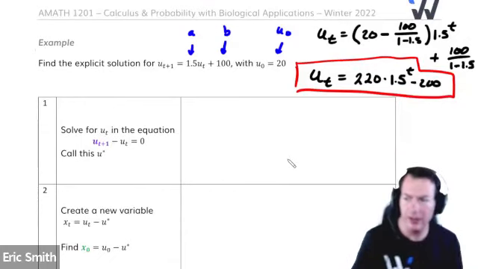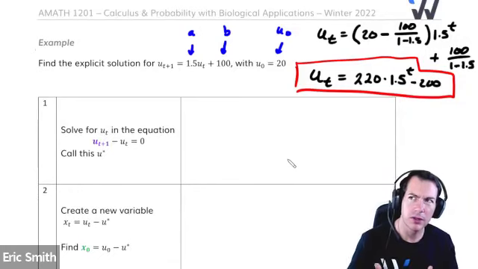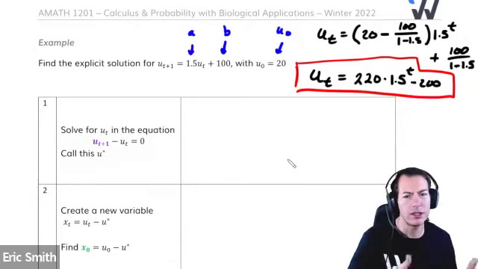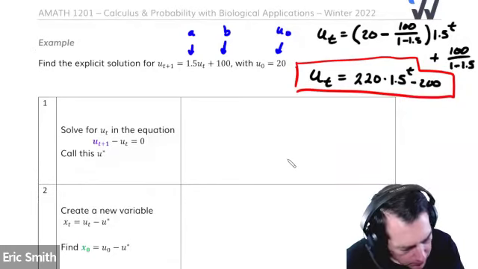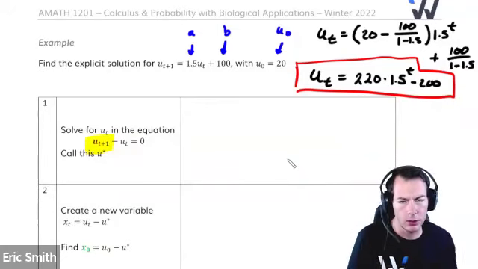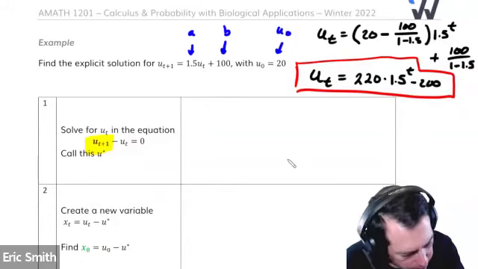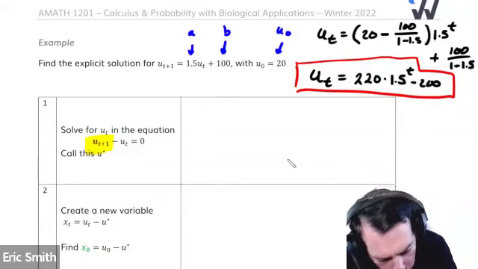Okay, so the idea is to start off by finding the steady state solution or the equilibrium. This is really the point where the generations are not going to change. So this is where u of t plus 1 minus u of t, so the new generation minus the previous generation, is going to equal 0, no change. So we want to solve this.